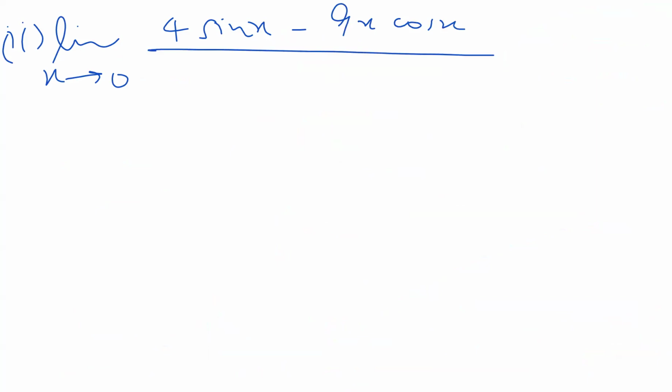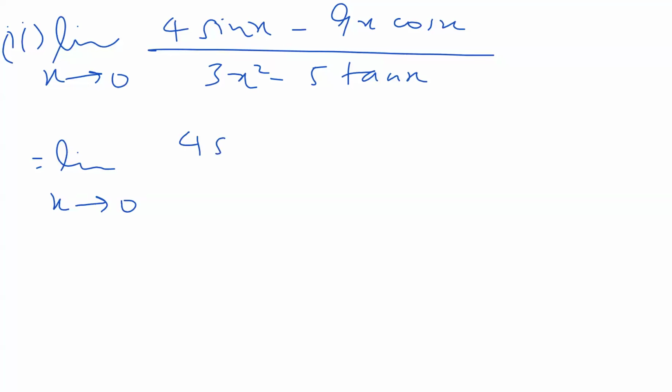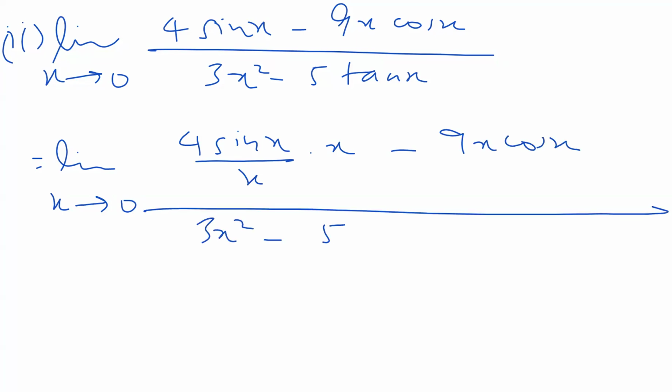Limit x approaches 0, (4 sin x minus 9x cos x) upon (3x square minus 5 tan x). Limit x approaches 0, 4 sin x upon x into x, okay, tan x upon x into x. Now we can take some things common in the numerator. So this x is common. In the denominator also one of the x is common.